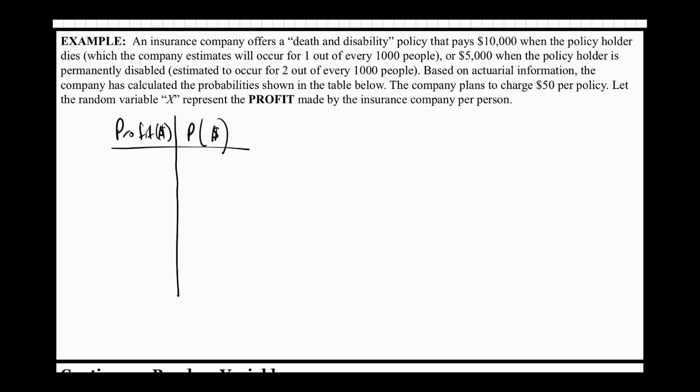So profits. What are the things that can happen if I have this policy? Don't worry about numbers right now. What are the things that could happen? I could die. You can die, right? What are the other things? You can get disabled, permanent disability. Or you get disabled and die.